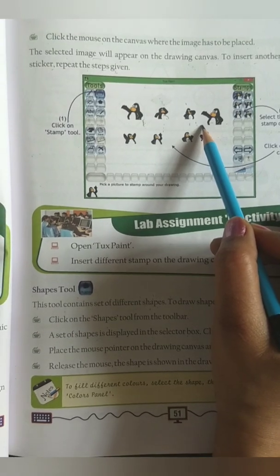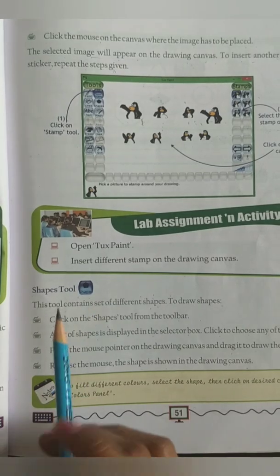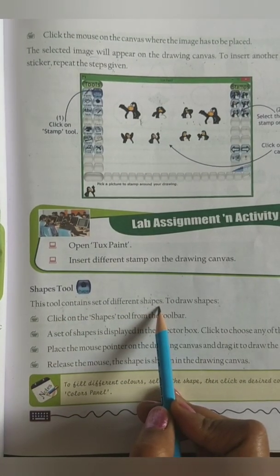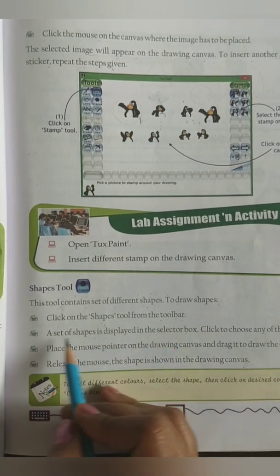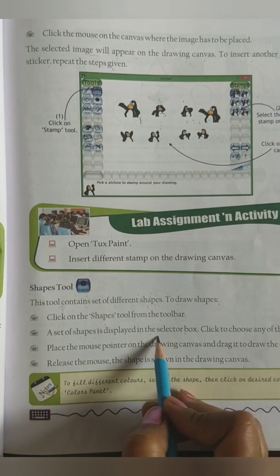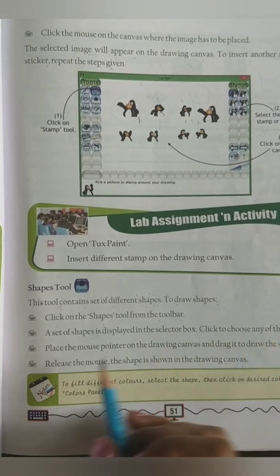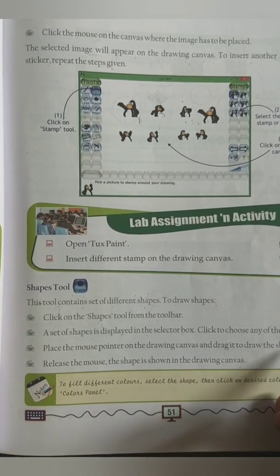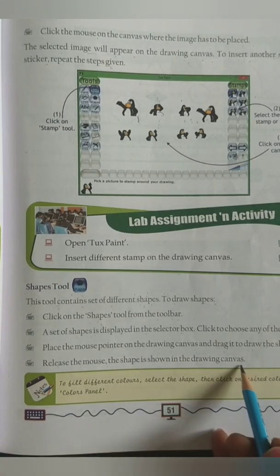Okay children. Now next one is your shapes tool. This tool contains a set of different shapes. To draw shapes, click on the shapes tool from the toolbar. A set of shapes is displayed in the selector box. Click to choose any of them. Place the mouse pointer on the drawing canvas and drag it to draw the shape. Release the mouse. The shape is drawn in the drawing canvas.